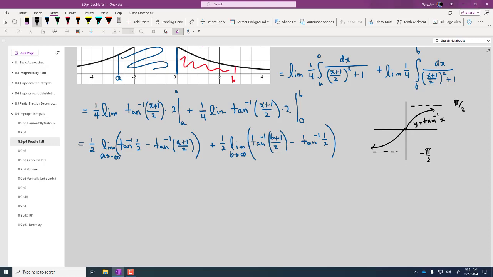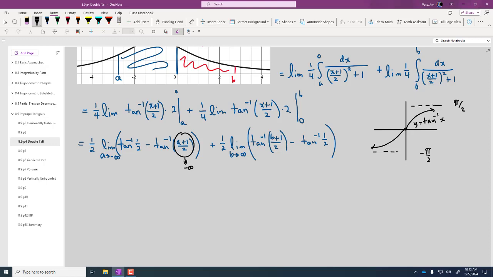So over here, as a goes to negative infinity, the inside is going to negative infinity. Negative infinity plus 1 is still negative infinity. Negative infinity divided by 2 is still negative infinity. So this part inside here is going to negative infinity.